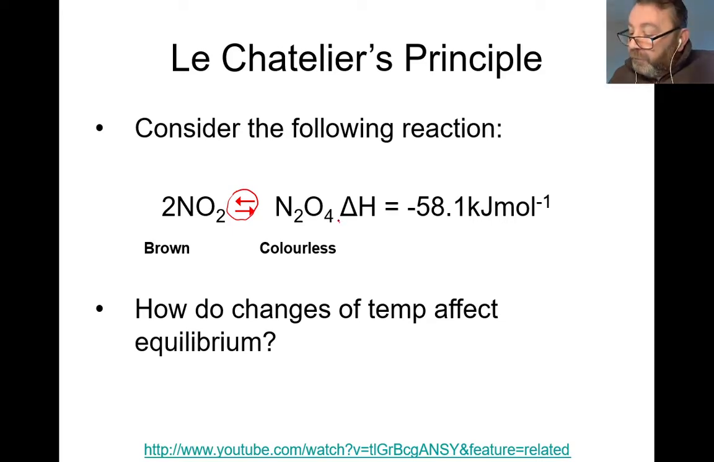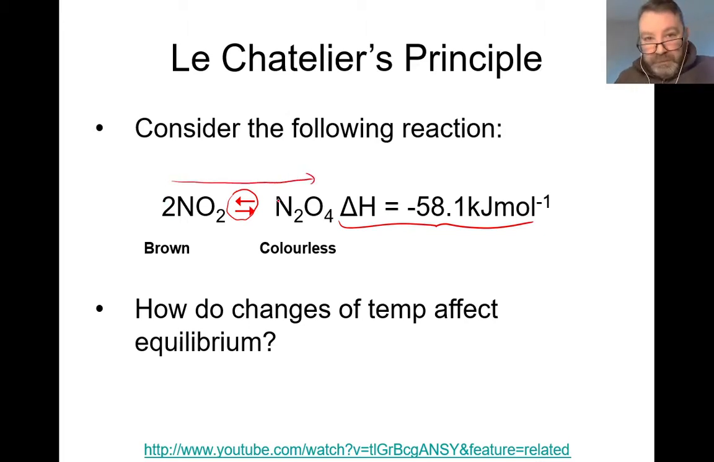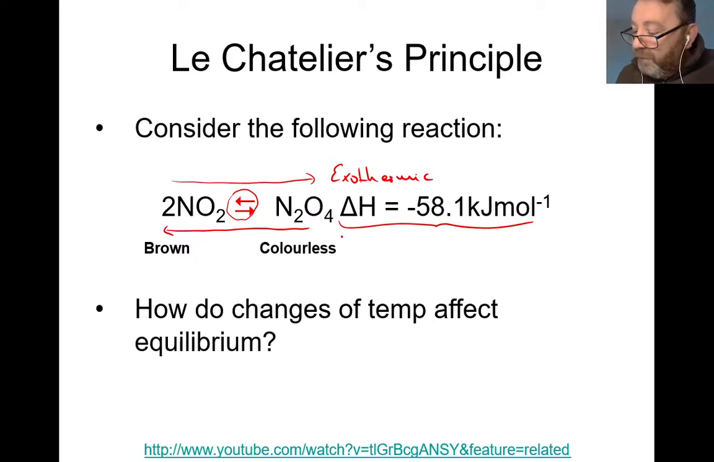Now, this is important over here, and I hope people remember what this means. Delta H equals minus 58.1, meaning that as the reaction goes forward, the change in heat is a loss of 58. So that means that the forward reaction is giving out heat. The forward reaction is exothermic. Now, straight away, what that also means to me is that the backward reaction is endothermic, because the backward reaction will always be the opposite of the forward reaction.